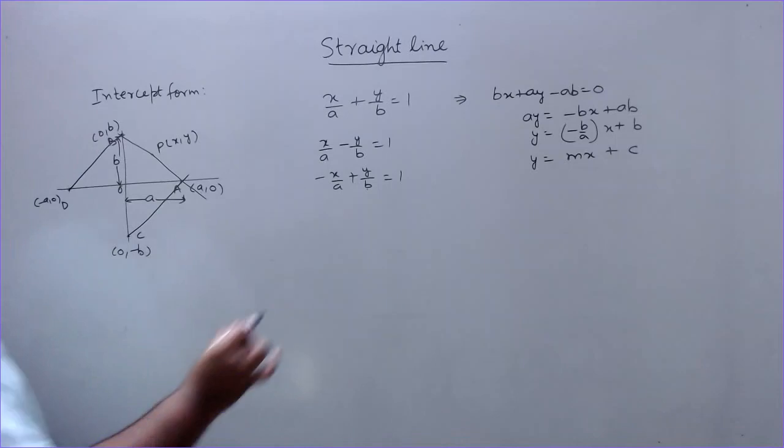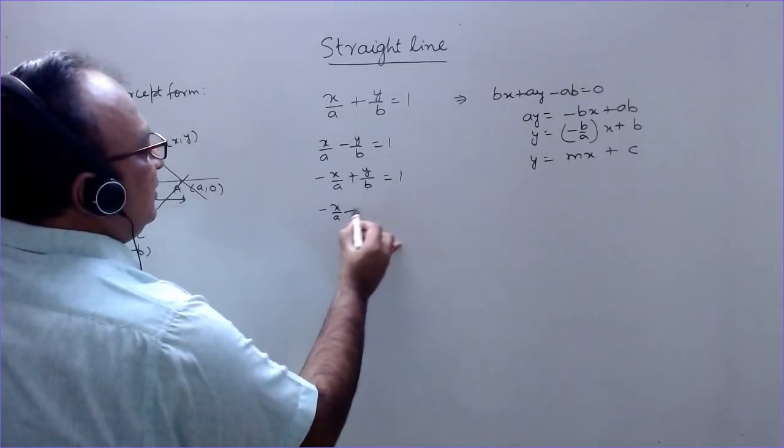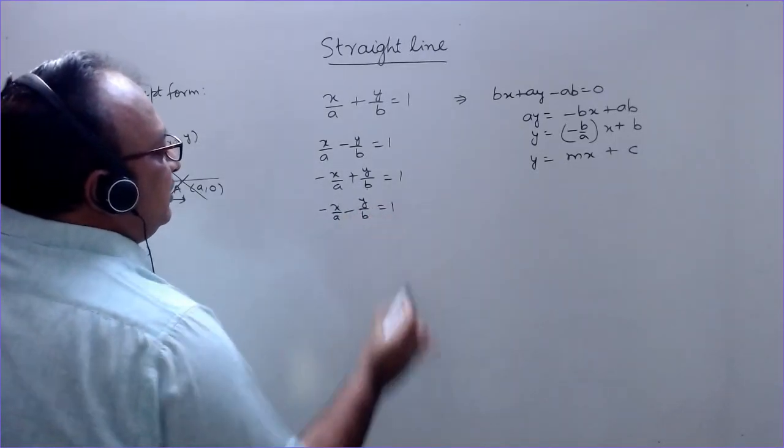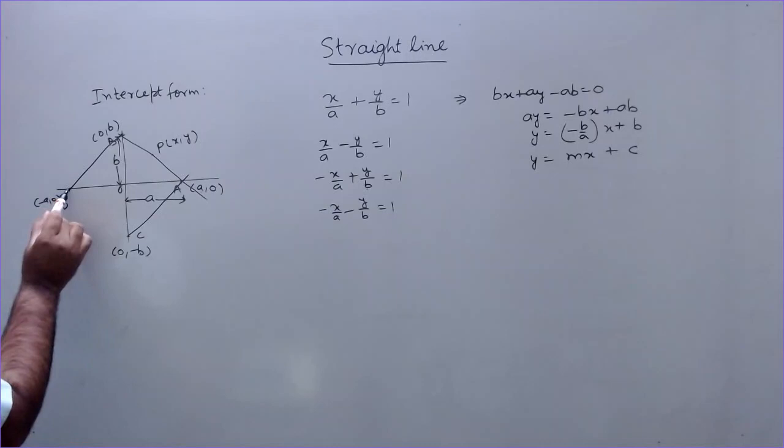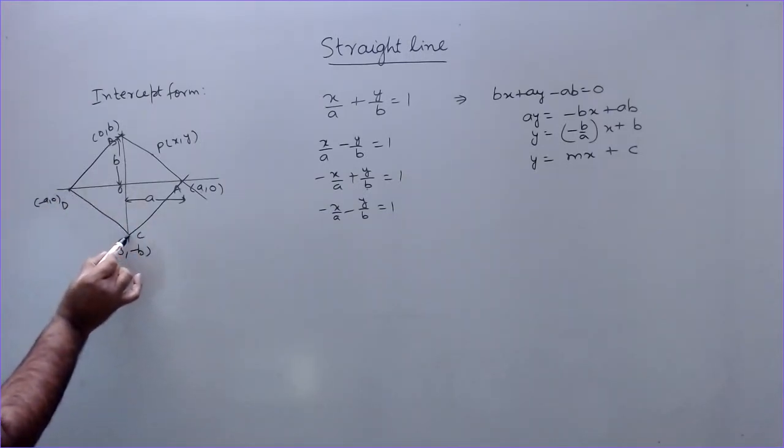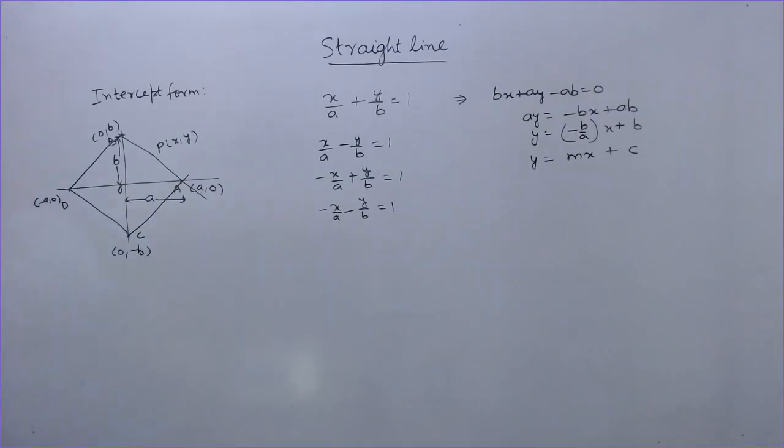And if I write minus x by a minus y by b is equal to 1, that means the line is having negative intercepts on both the axes, x and y. So this is negative, negative. The line is passing through these 2 points. It looks like this. So the straight line which is having intercepts a and b on the 2 axes is in this form. So this is called the intercept form.